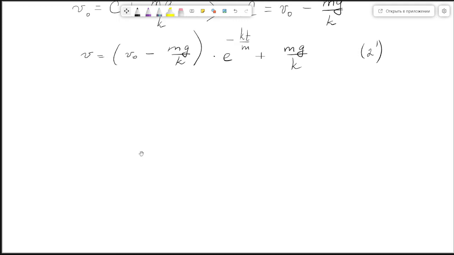Continue. It will be noted that if k is 0, the air resistance is absent or negligibly small so that we can disregard it, then we have a result familiar from physics: v is v0 plus gt, formula 2 prime. This function satisfies the differential equation 1 and the initial condition v is v0 when t is 0.